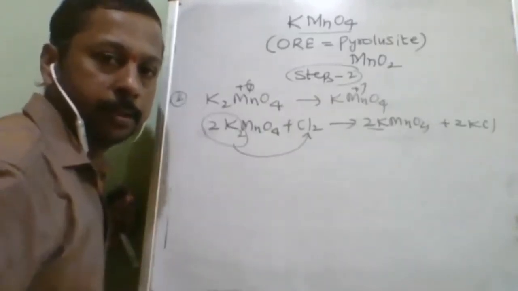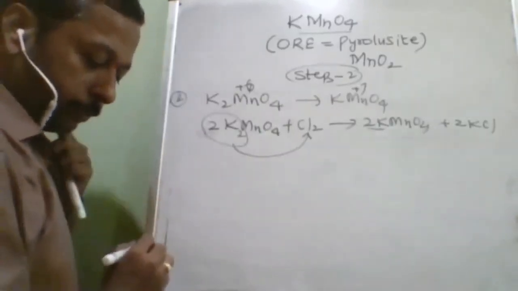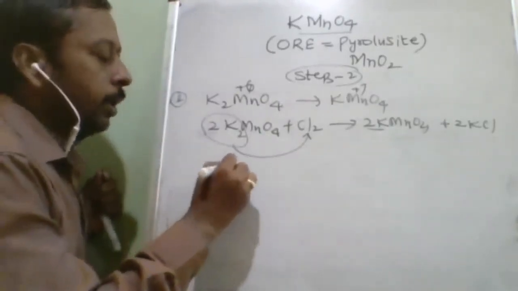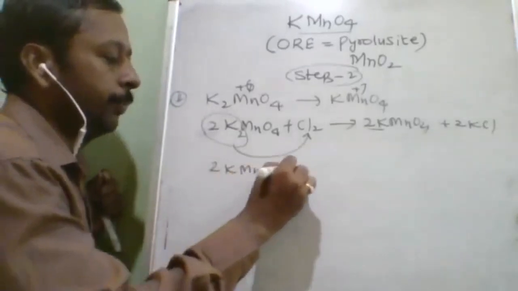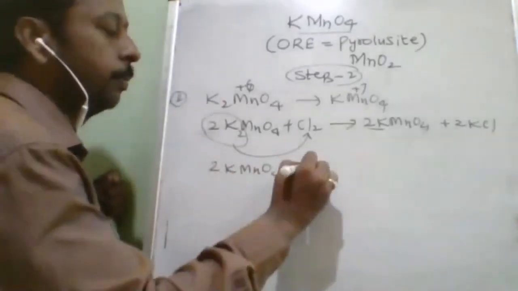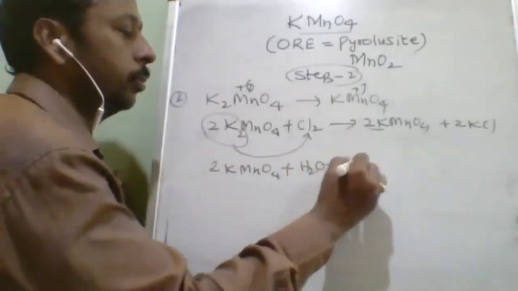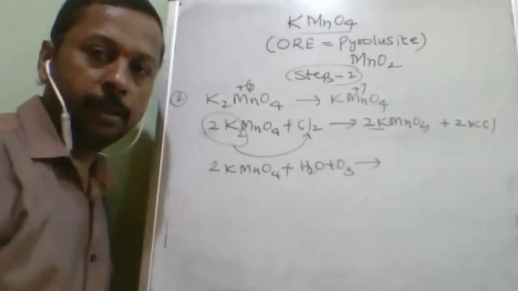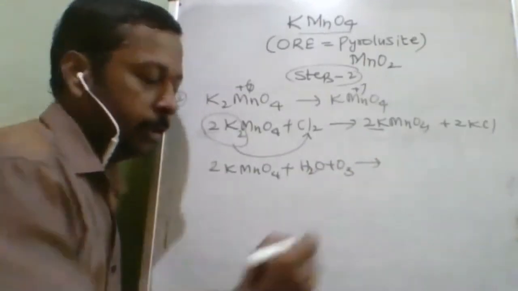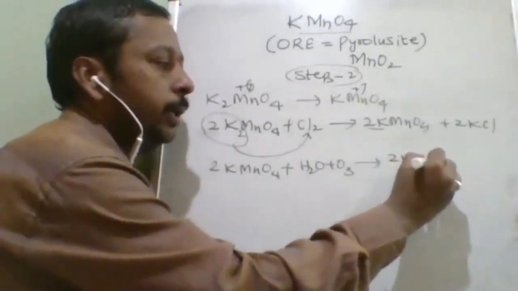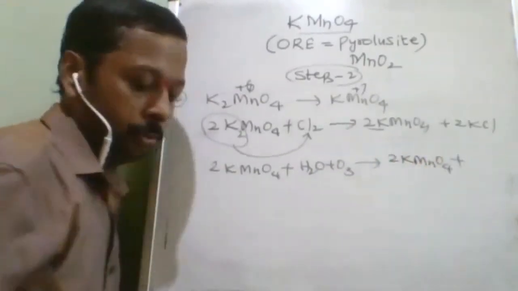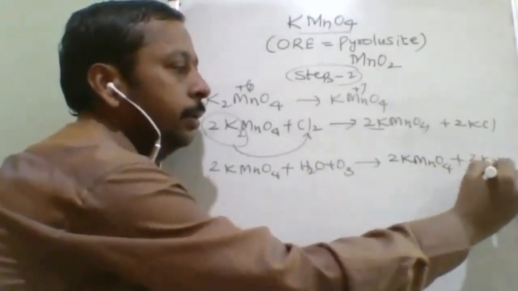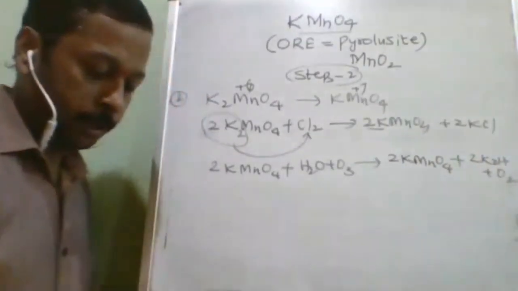Next, the second one is we can do it even with atmospheric ozone. 2K2MnO4 plus H2O plus ozone. Oxidation can be done even in the presence of ozone. Now it will give you the same 2KMnO4 plus 2KOH plus O2.